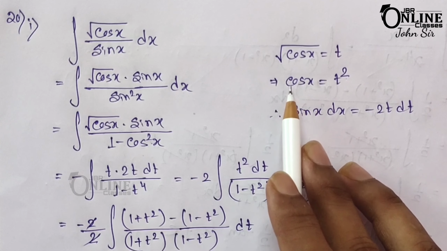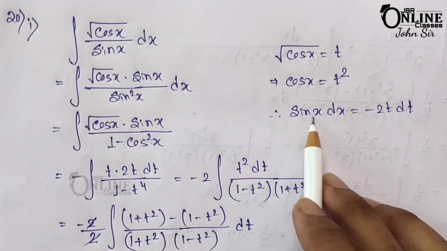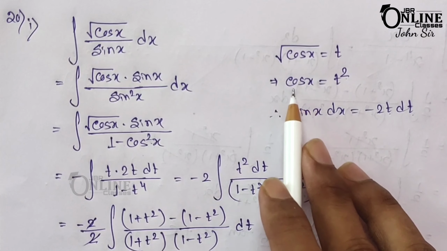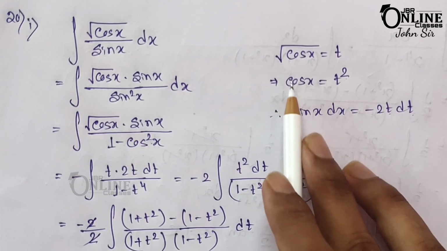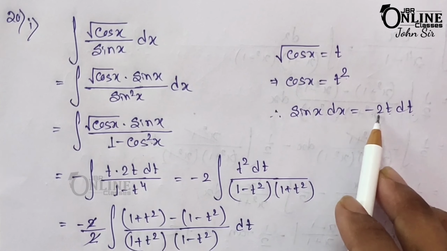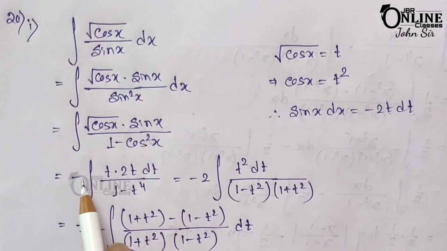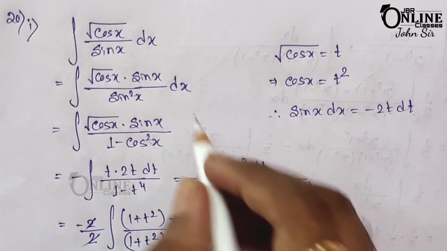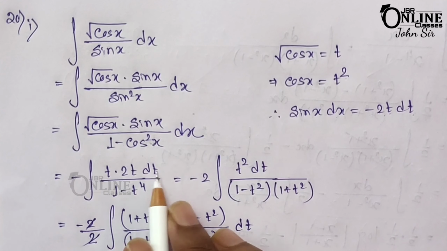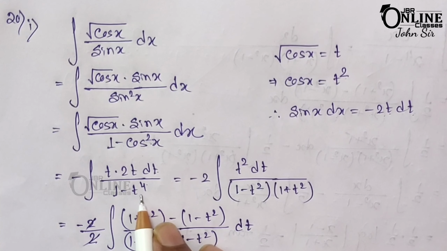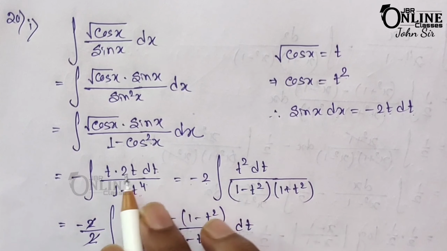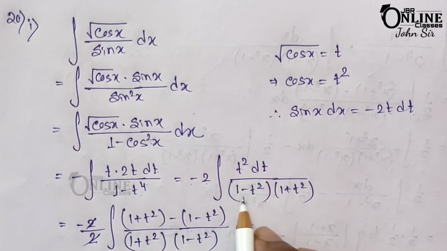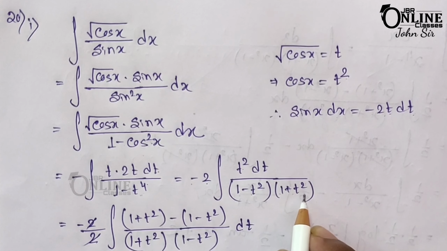Okay, now derivative with respect to x. So sin x dx equal to minus 2t dt. Here the differentiation of cos x equal to minus sin x, so minus will be here. So now this one will be minus integration t into 2t dt, here also dx, so dt by 1 minus t to the power 4. So minus 2, here t into t square dt, and 1 minus t to the power 4 means 1 minus t square, 1 plus t square.